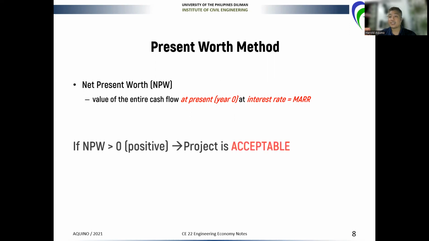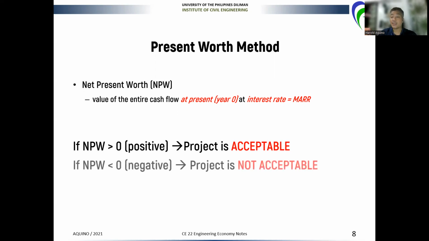How do we know if the project is acceptable? If the net present worth is positive, then the project is acceptable. If it's negative, then the project is not acceptable. And if it's zero, then we should be ambivalent about the project, so whether it proceeds or not doesn't matter. Note that it doesn't tell us that the project is not profitable. It's just that if the NPW, or the net present worth, is positive, it tells us that we're hitting the minimum returns that we want.